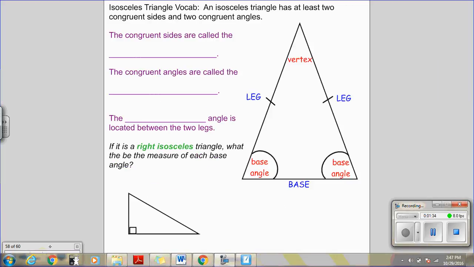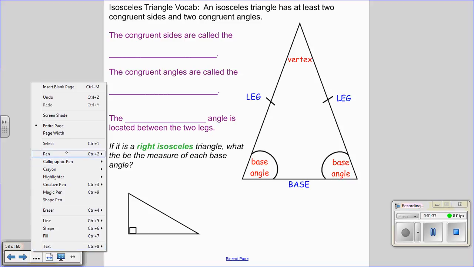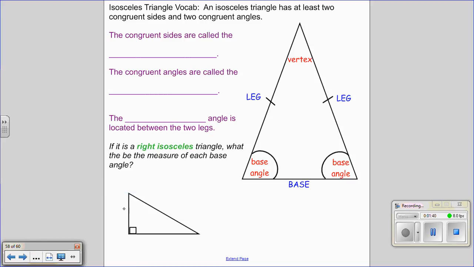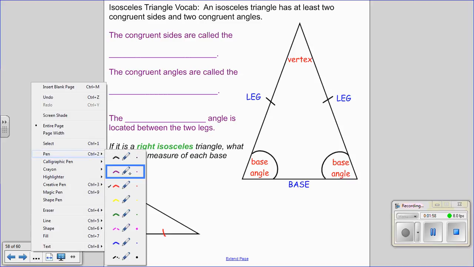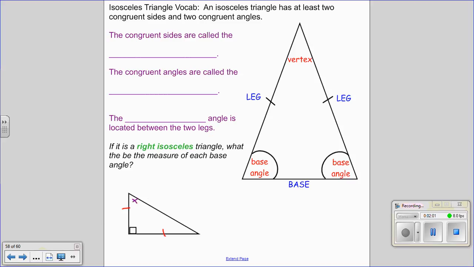All right, so again, we have a right isosceles triangle. So each leg is congruent. Our job is to figure out the measure of each base angle. Let's say each base angle right now is x, because we don't know it, so let's give it a variable. We know that x plus x plus 90 would give us 180 degrees, because that's the sum of all the angles of a triangle.